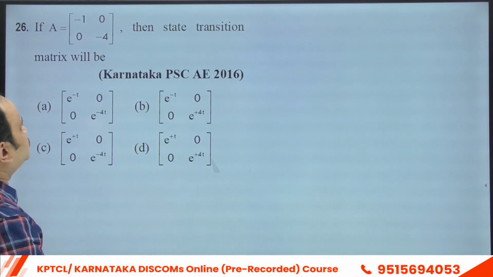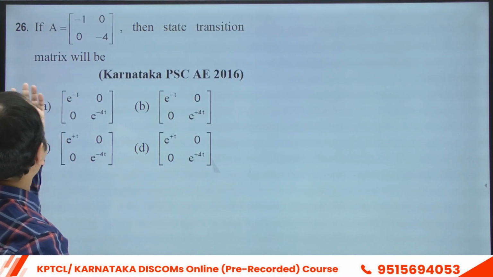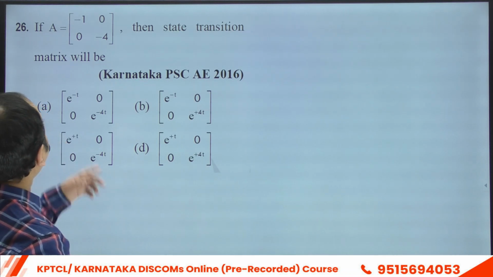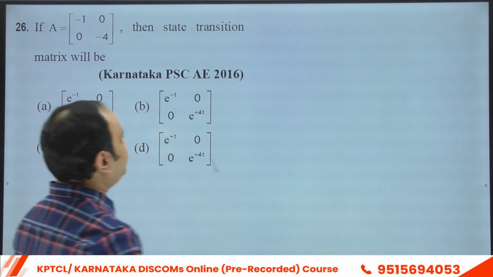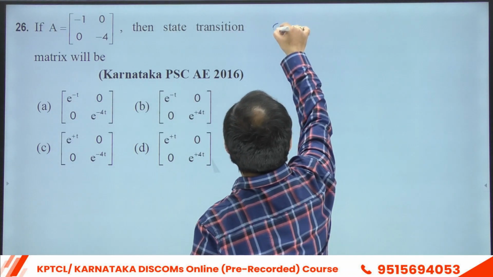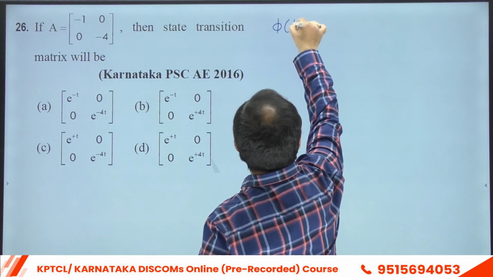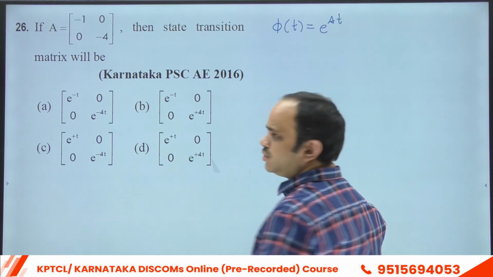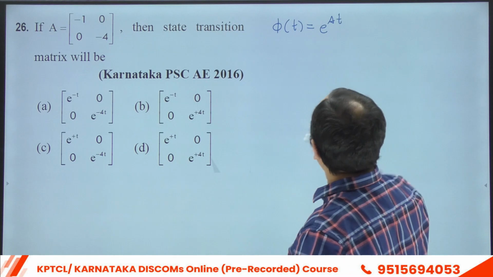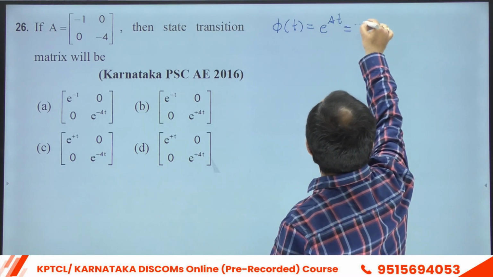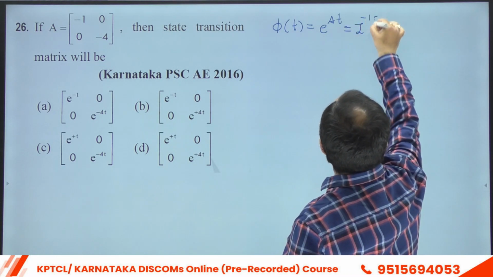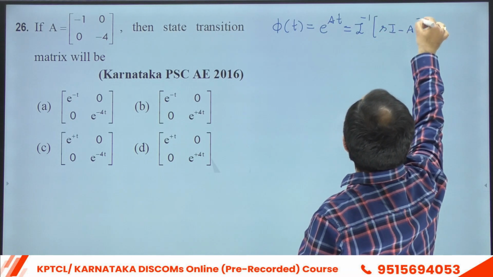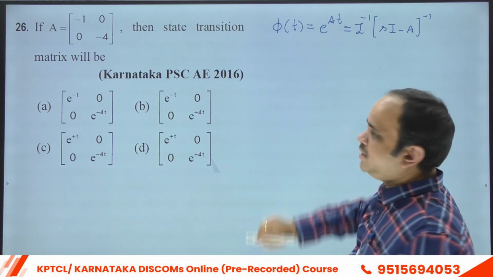These values are the same as the eigenvalues of the given system. Now let us move to the next question. If A is equal to some matrix given, then what is the state transition matrix? The expression is phi of t equal to e^(At). This is nothing but the inverse Laplace transform of (sI minus A) inverse.